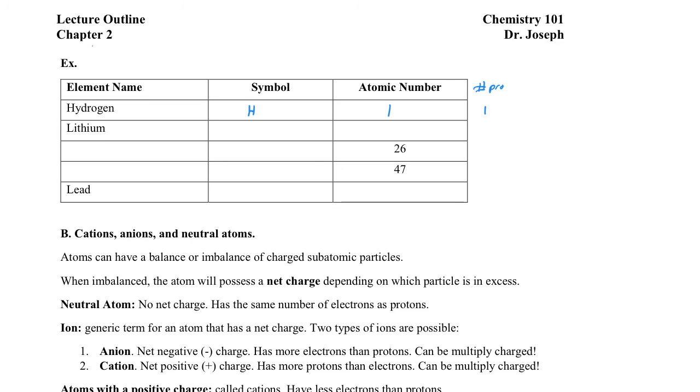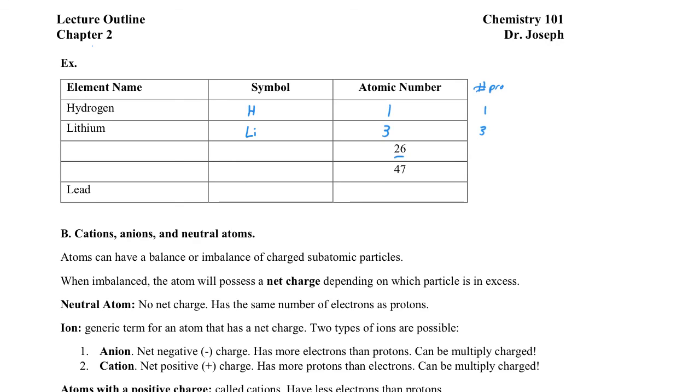All right, let's check out lithium. What's the symbol for lithium? If you don't know, it's Li. And we see that lithium has an atomic number of 3, so there are 3 protons in lithium's nucleus. Now we get to the third row. We see the atomic number is here, but not the symbol or the element's name. Go take a look at the periodic table and see if you can find and identify this element.